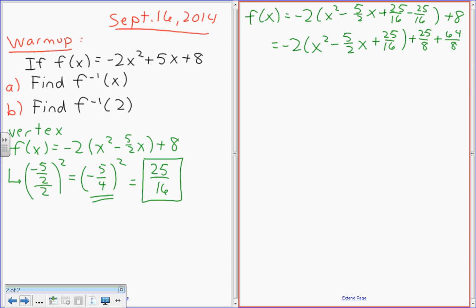Now, if you wanted to call it, 16 divides by 2. If you want to call it 50 over 16, you certainly may. And then eventually we'll do the lowest terms.